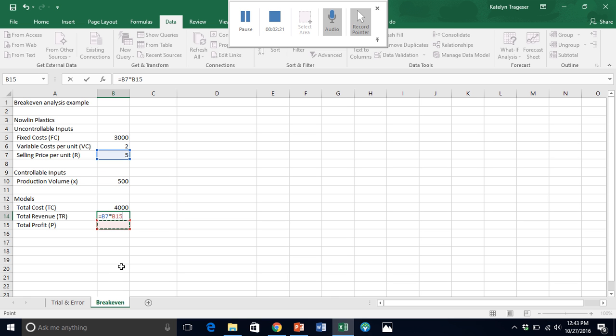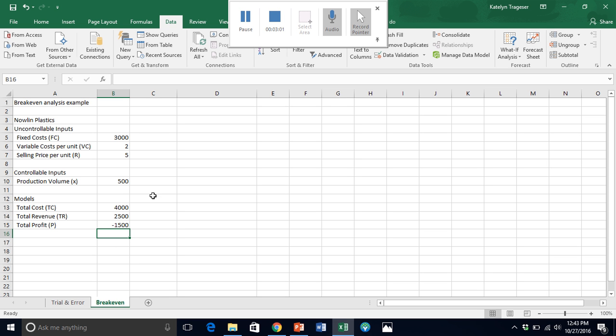And finally, our total, let's get that back up there. Make sure that you hit enter when you're done entering a model so that you leave the cell. So our final model, our total profit, is equal to our total revenue minus our total costs. We can see in this example with an initial production volume of 500 units that our total profit is a negative $1,500, or a loss of $1,500.